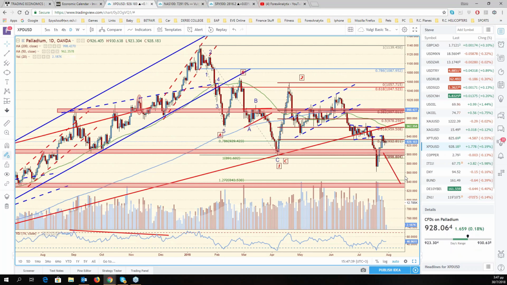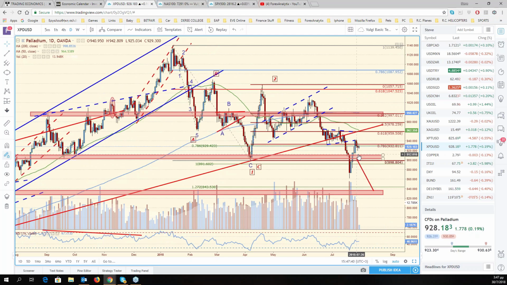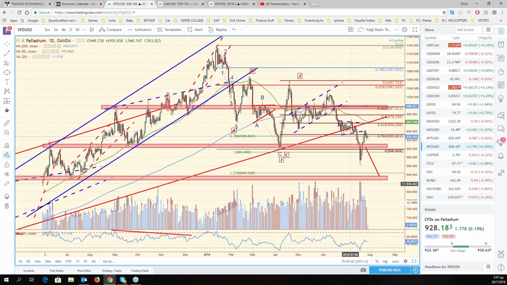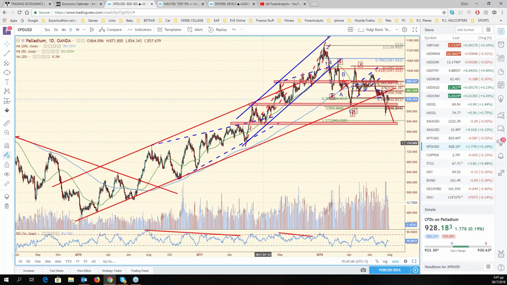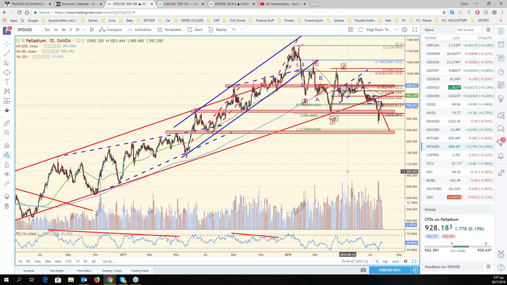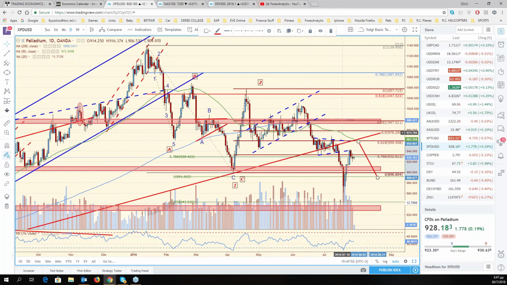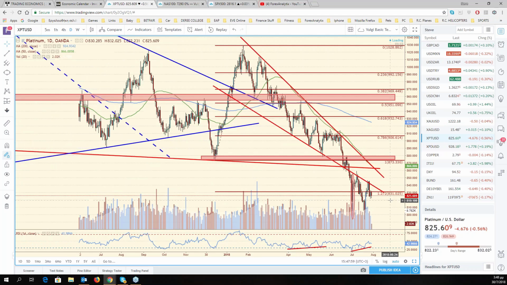Now, palladium has obviously rebounded in a stronger manner, but it remains below this broken channel support. So another move to the downside, as long as this trend line is holding, is likely. So be careful, because we're approaching that area. Platinum, platinum is a disaster.